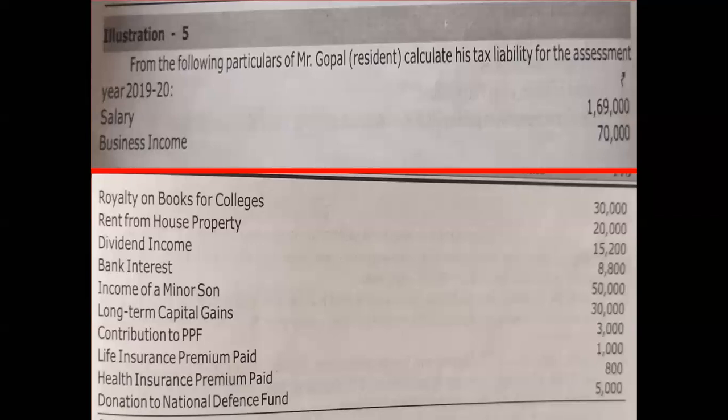So first category, 100% deduction without maximum limit, because any donations which have been given for the national institutions or state institutions or disaster fund are eligible for 100% deduction without any maximum limit. So 5,000 into 100%, so that amount can be claimed as deductions under section 80G.